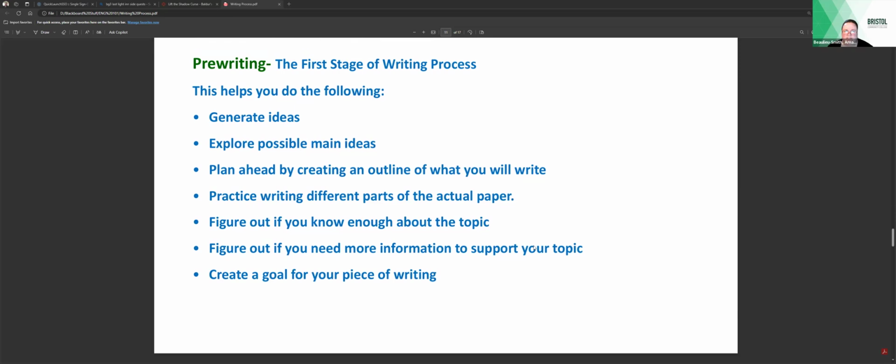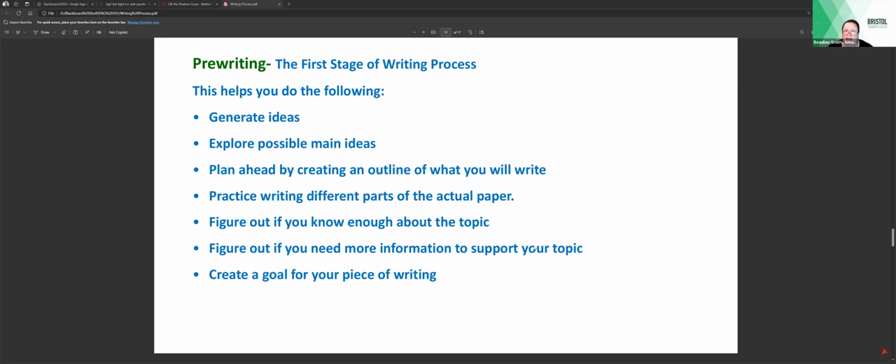So I'm going to be focusing right now specifically on the first stage of the writing process. What I encourage you to do right now is actually take out a notebook or take out your tablet or phone and maybe try out some of these pre-writing techniques. So pre-writing, this is the first stage. This helps you do some of the following.